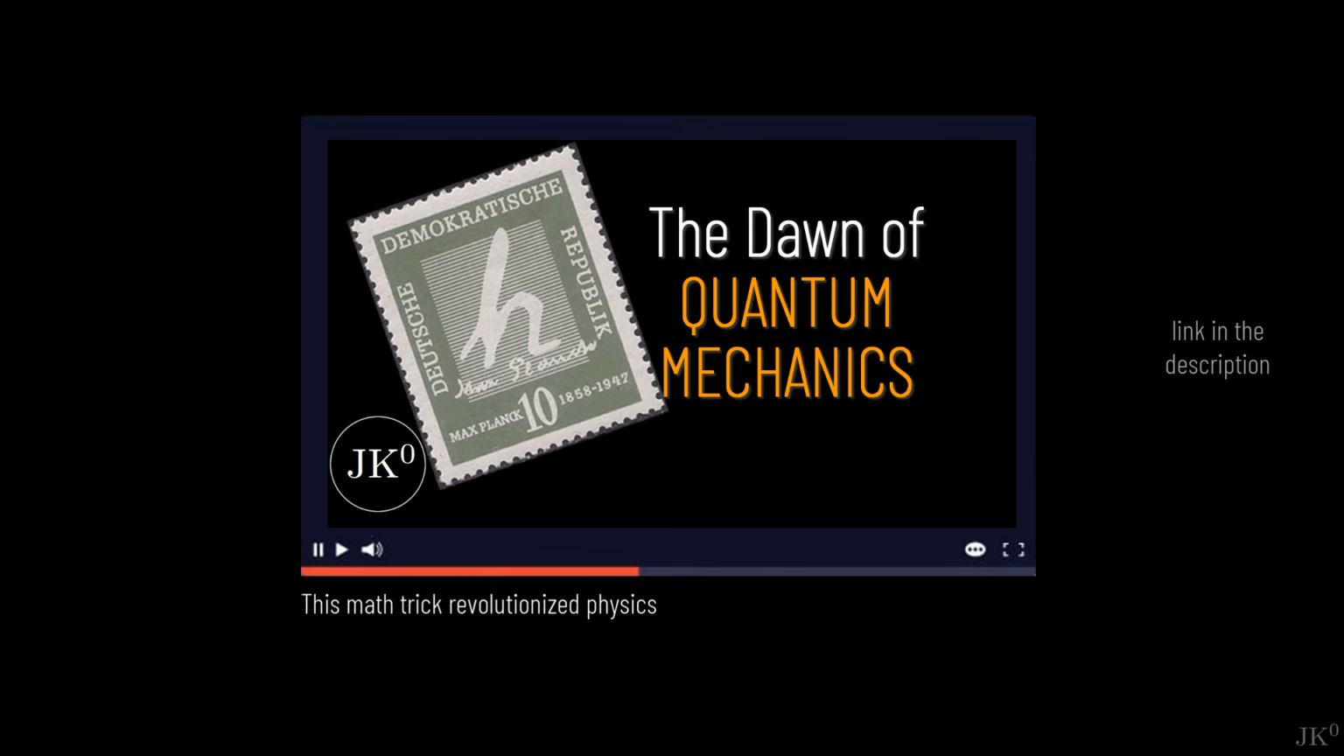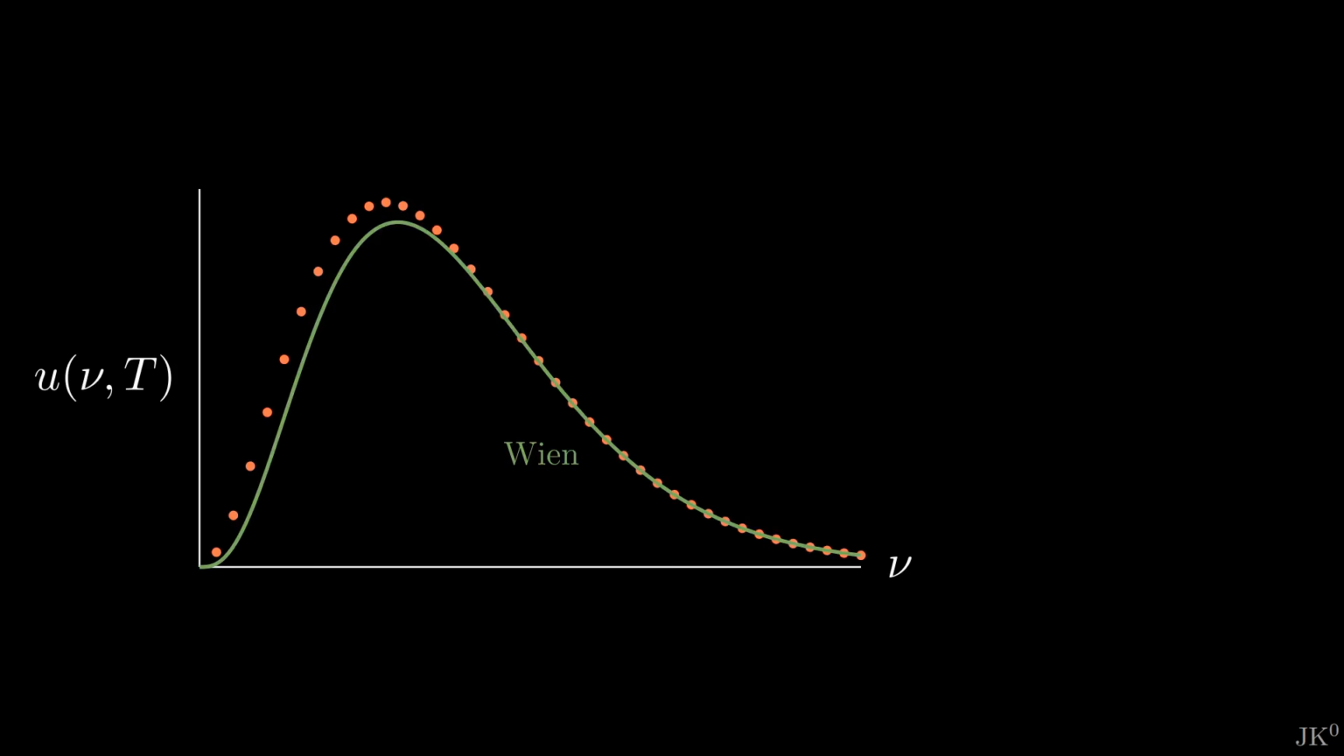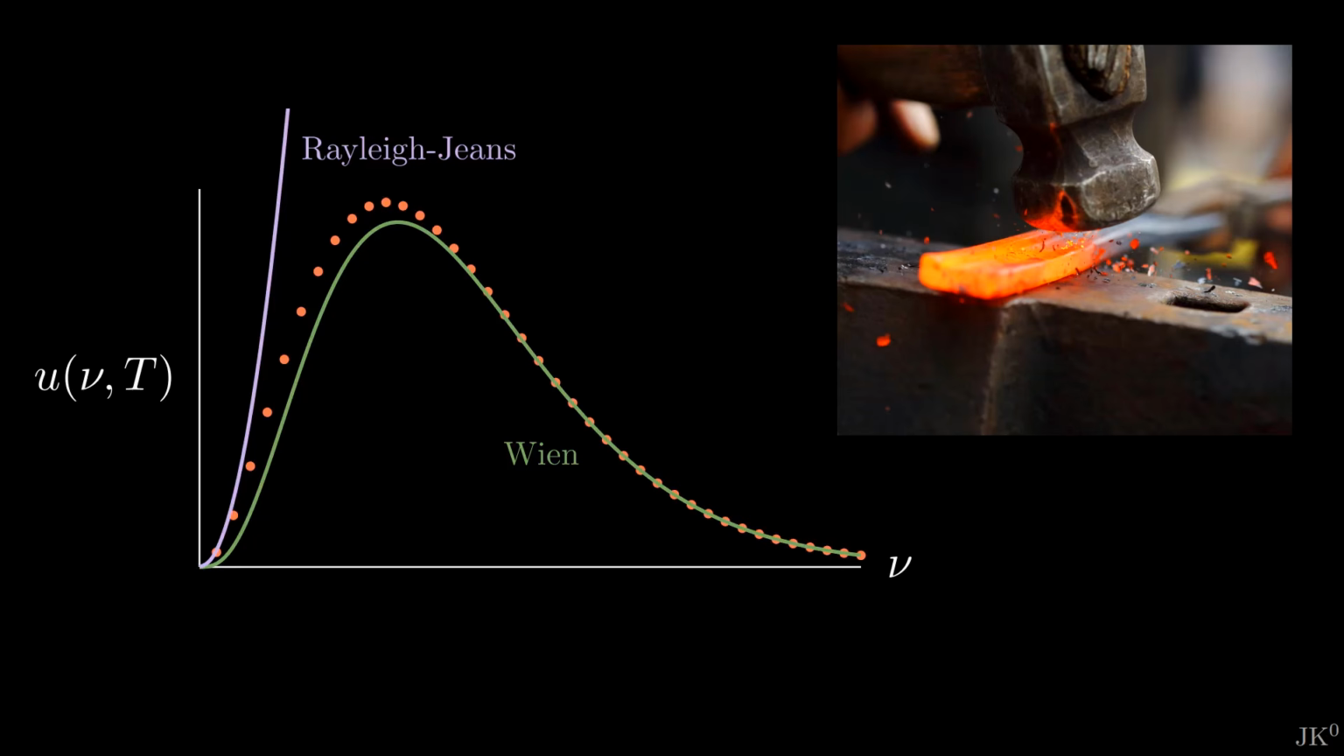I made a whole video about blackbody radiation that you can check later. As a quick reminder, in the early years of the last century, there were two formulas describing the behavior of light coming out of hot objects.